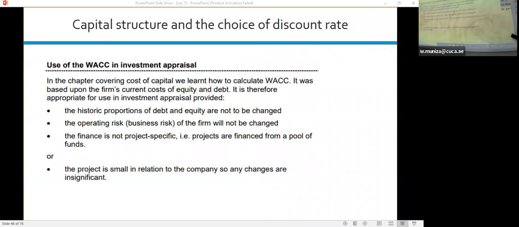Now students, use of WACC in investment appraisal. After all the discussion, what do you think? How can we use WACC in the investment appraisal? Yes, this is what we have been discussing.